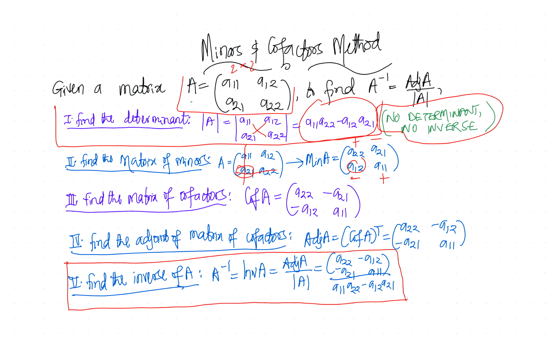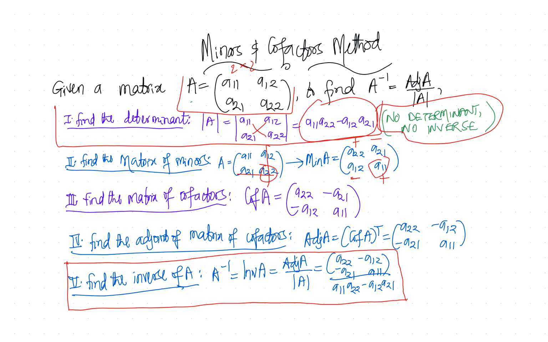You need to find the minor of A22. This is A22. Cross the row to which it belongs and the column to which it belongs. What you have left is A11. That is why A11 takes the place of A22. The position A22 occupies, A11 takes that.